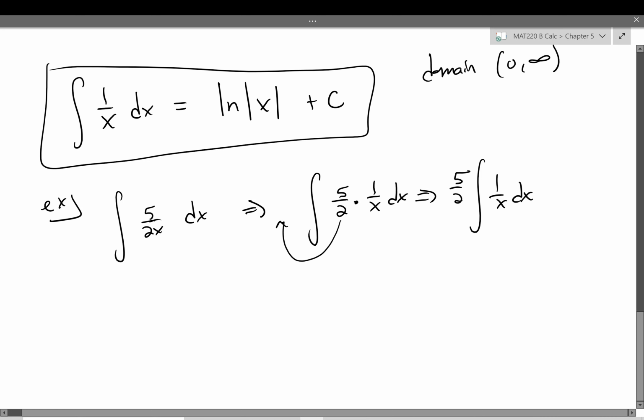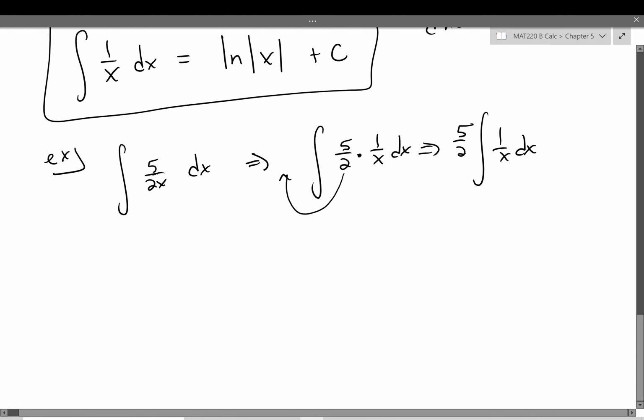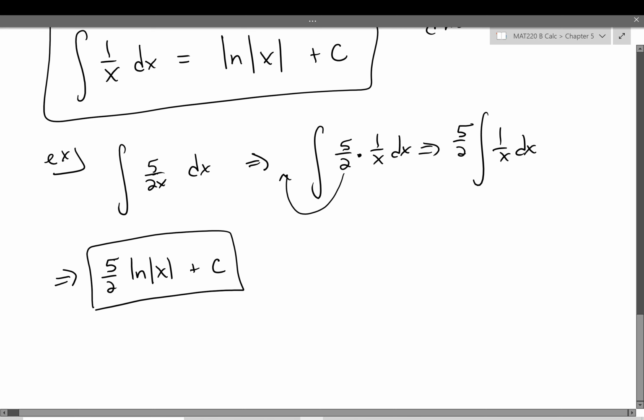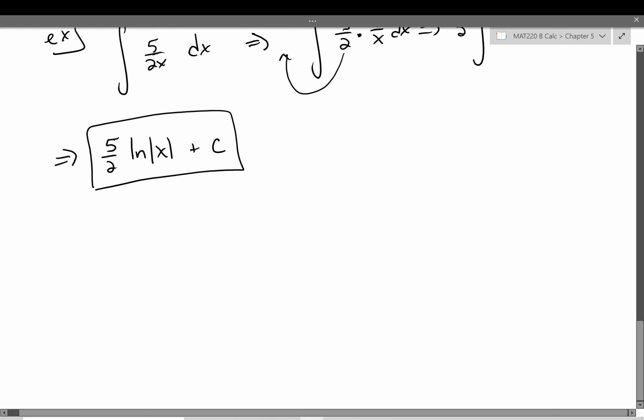Okay? So now I'm going to integrate 1 over x dx. We know that turns out to be the natural log of the absolute value of x. So this is going to give me 5 over 2 ln of the absolute value of x plus a constant. Okay? All right. Let's try another one here.